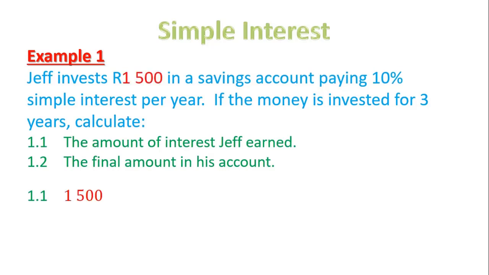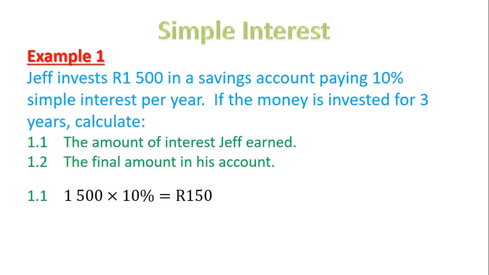1.1. We take our 1,500 Rand and we multiply it by our simple interest rate, which is 10%. So we're finding 10% of 1,500. You put that in your calculator and hopefully you get 150 Rand. Alright, so for 1 year he makes 150 Rand.